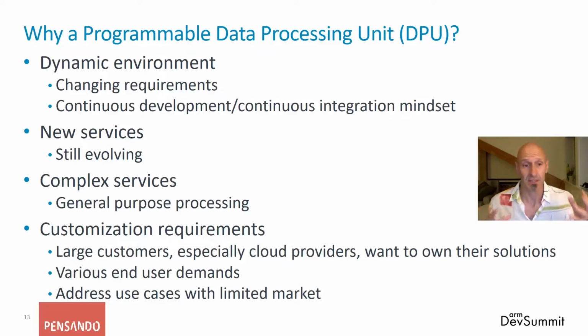Some of these services are complex, and so they require general purpose processing. We cannot address them with fixed function ASICs. Also, many customers have specific requirements. First of all, some large customers like cloud providers want to own the solutions they use. They want to be able to add features and change the features the way they want by themselves. We have different customers that want different features and functionalities.